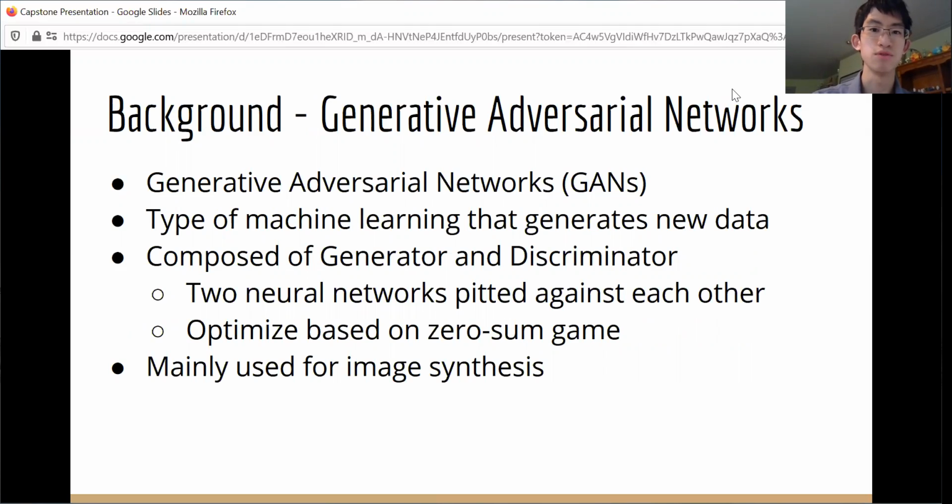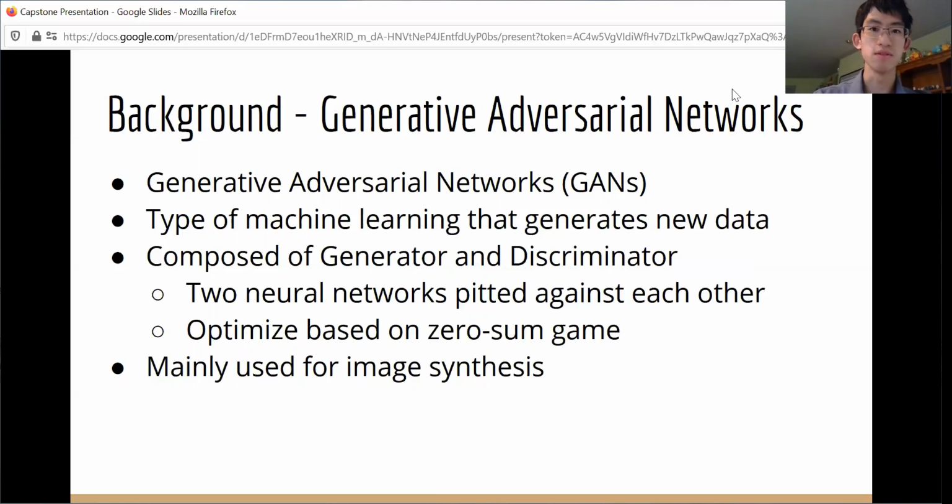A GAN is actually composed of two neural networks, a generator and a discriminator. The role of the generator is to generate new instances of data, while the role of the discriminator is to identify which of the input data is real or generated. You can imagine a GAN as analogous to a cops and counterfeiters scenario, where the generator is the counterfeiters trying to pass fake money, and the discriminator is the cop trying to identify which of the money is fake.